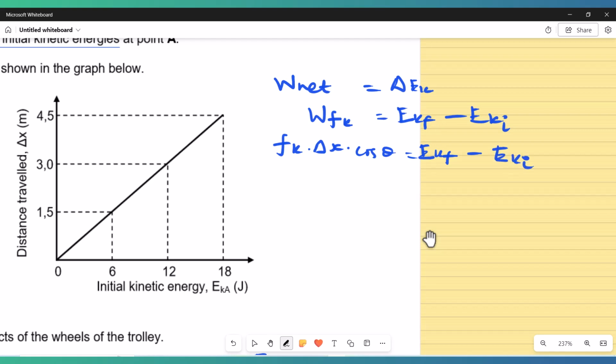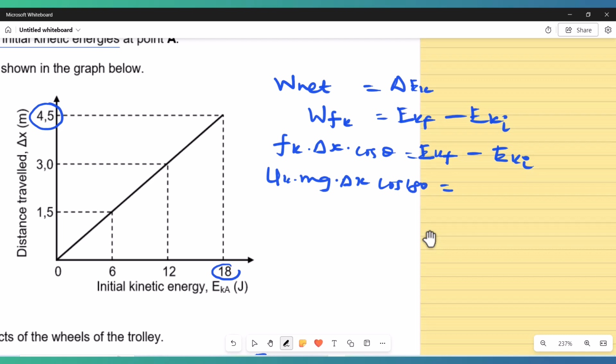So here we go. Now, if we take a pair here, let's take this 18 which corresponds to 4,5. In this case, I don't know the frictional force, but I know it's given by the coefficient times the normal force, which in this case is the same as our mg, then times our displacement, then times cos 180 being friction, equals to Ek final.